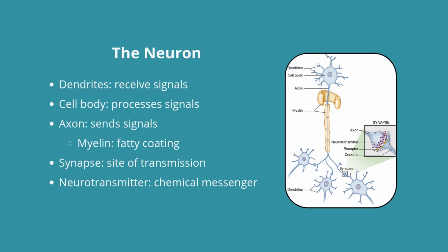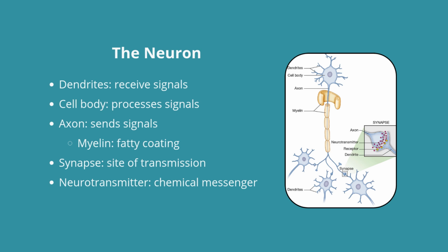The neuron has 3 parts: dendrites that receive signals, a cell body that processes them, and an axon that sends them out. Axons are often wrapped in myelin, a fatty coating that speeds up that signal transmission.